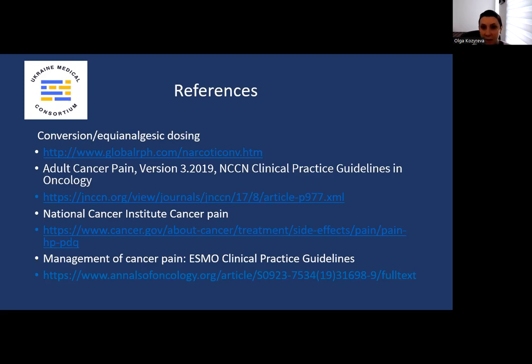So here are references about how to manage adult cancer pain from the National Cancer Institute and from the European Society of Medical Oncology practice guidelines, and also opioid conversion.